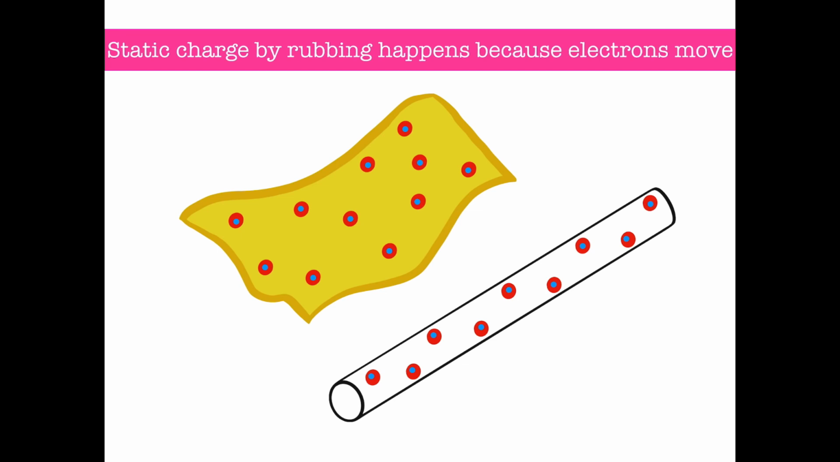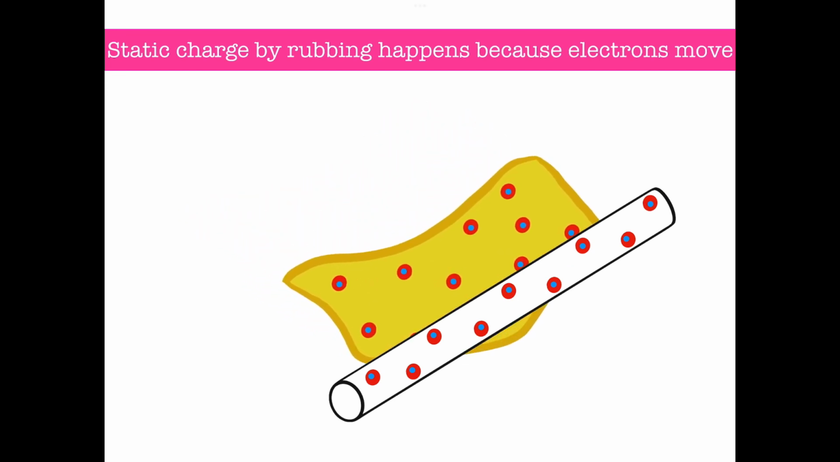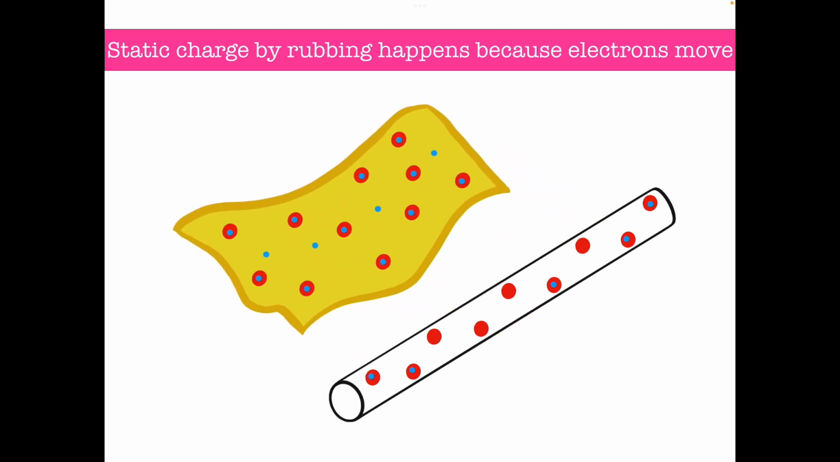When the two materials are rubbed together, some electrons move from one material to the other. The one that the electrons have moved onto, the cloth in this example, now has a negative charge, as there are more electrons than positive ions. The material that the electrons moved off, here that's the rod, has a positive charge, as there are more positive ions than negative electrons. You can see that really clearly. On the cloth, there are more blue dots than there are red dots, and on the rod, there are more red dots than there are blue dots.